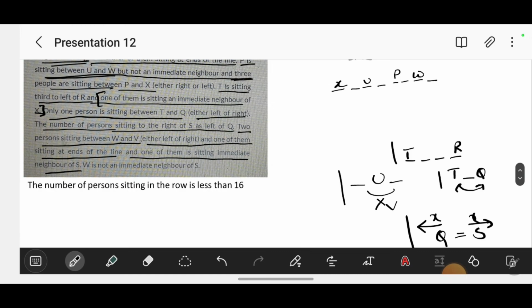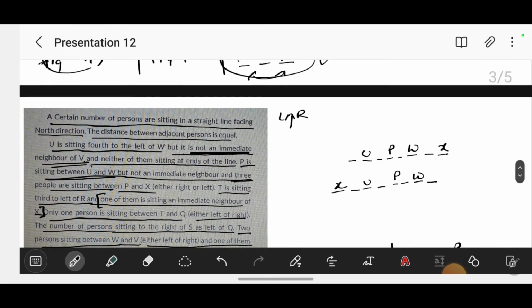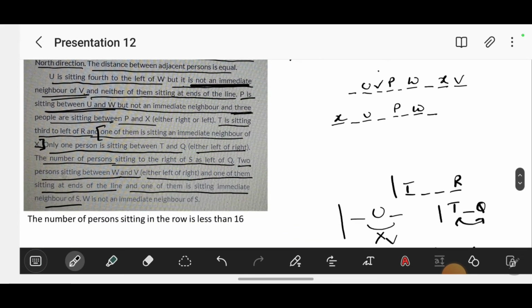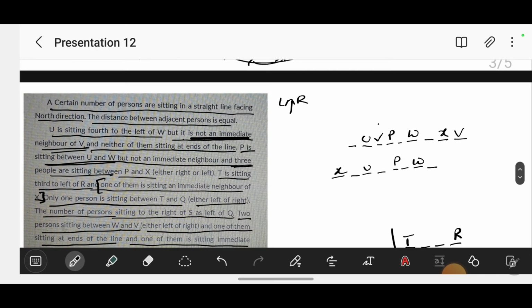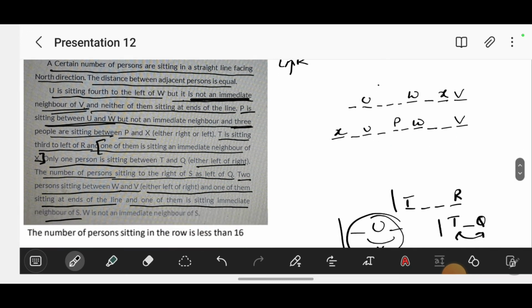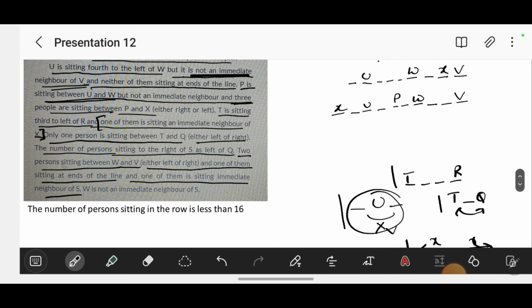That means 2 persons are sitting between W and V. Take this condition. Is V here or V here? If you take V here, we already know that V is not a neighbor of U, so V should not be here. So V is here only, and in this case also in between W and V there should be 2 persons. And next, one of them is sitting at the end of the line. V is sitting at the end of the line, because W is not at the end. He has neighbors on both sides, so V should be the end, one end.